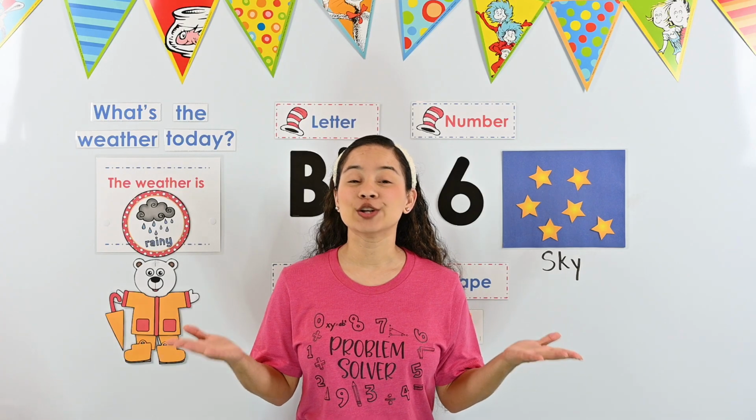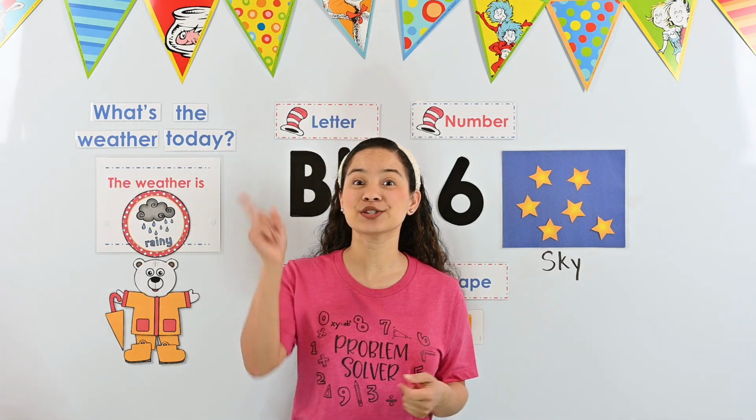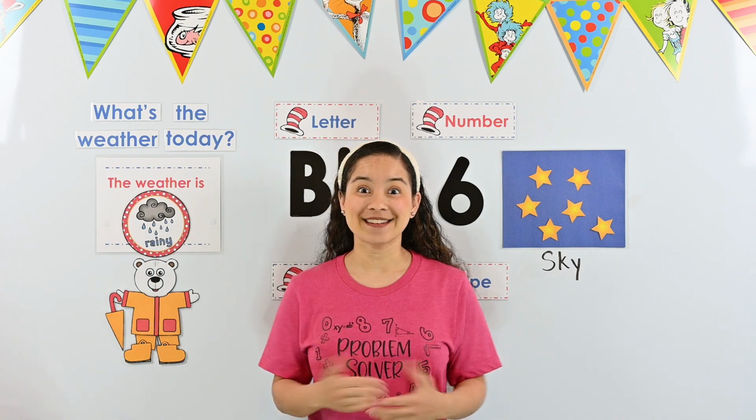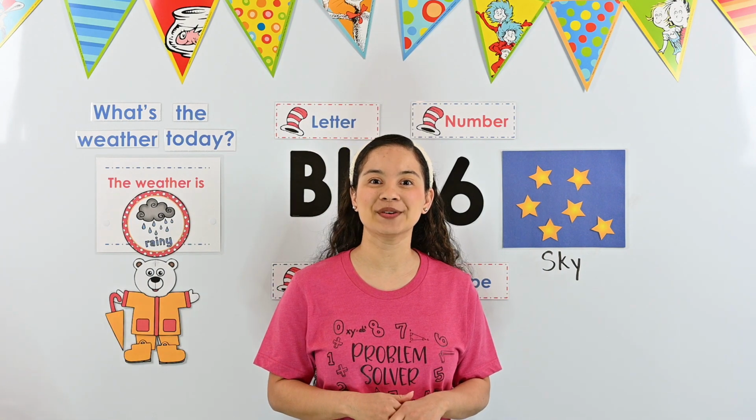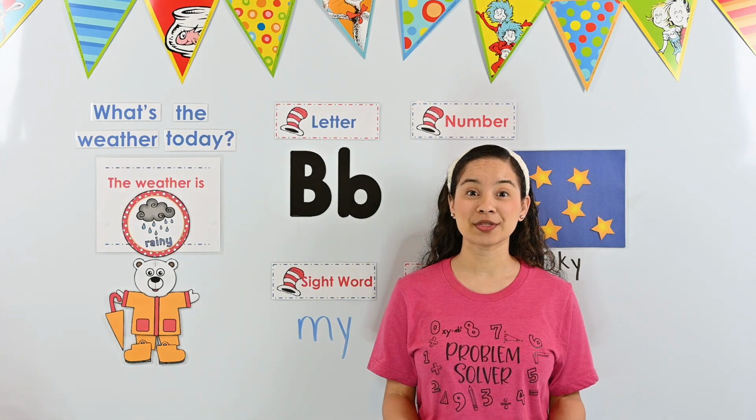Excellent work, friends. You helped me review our numbers. We counted the objects and then we drew a line to the number it represented. Okay, now that we're finished with our number review, let's move on to our sight word. Do you remember this week's sight word?